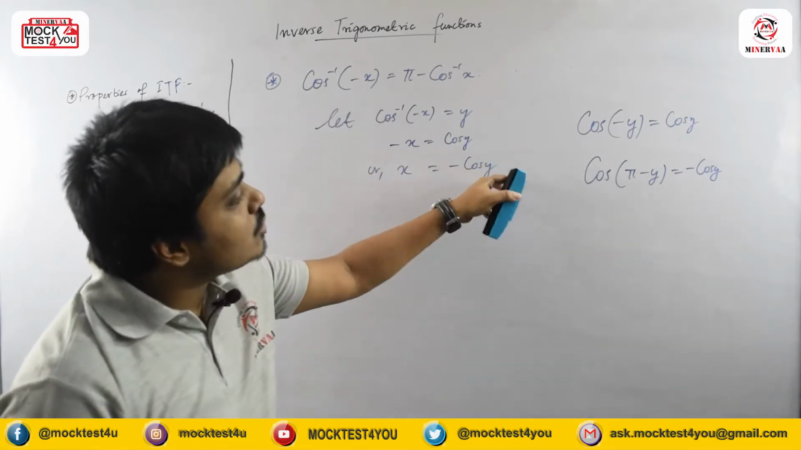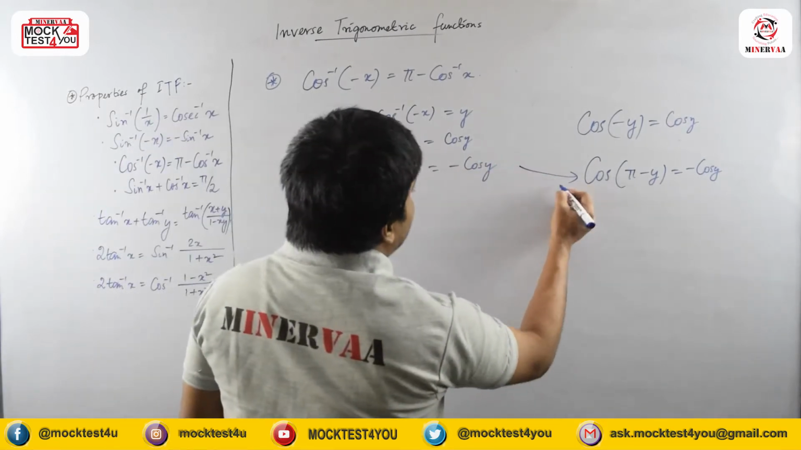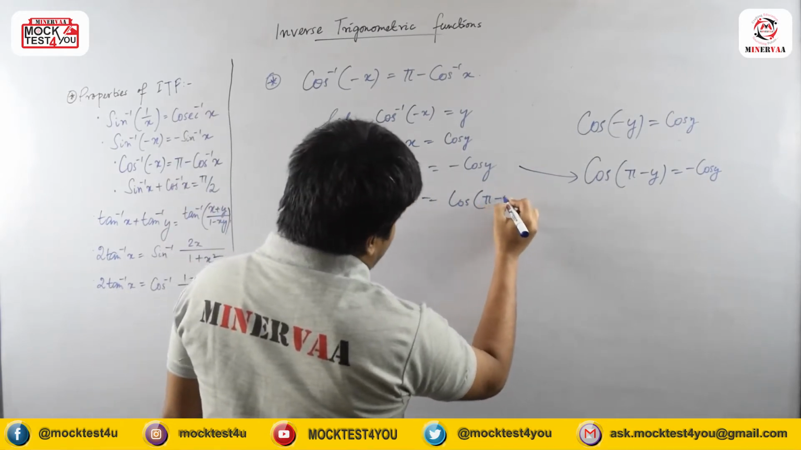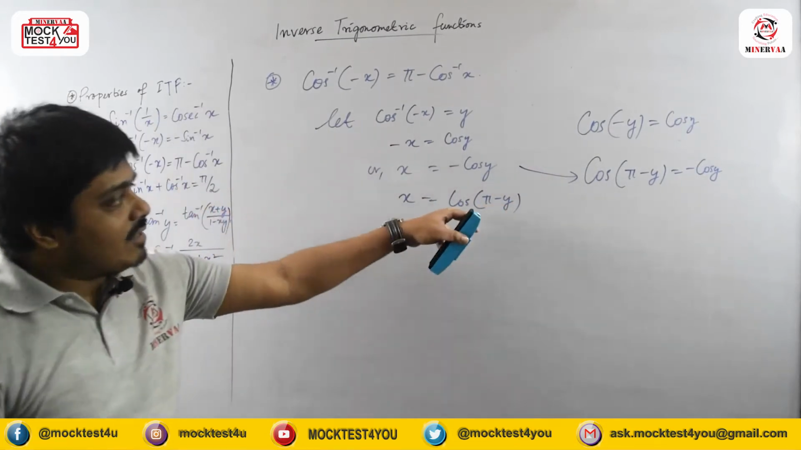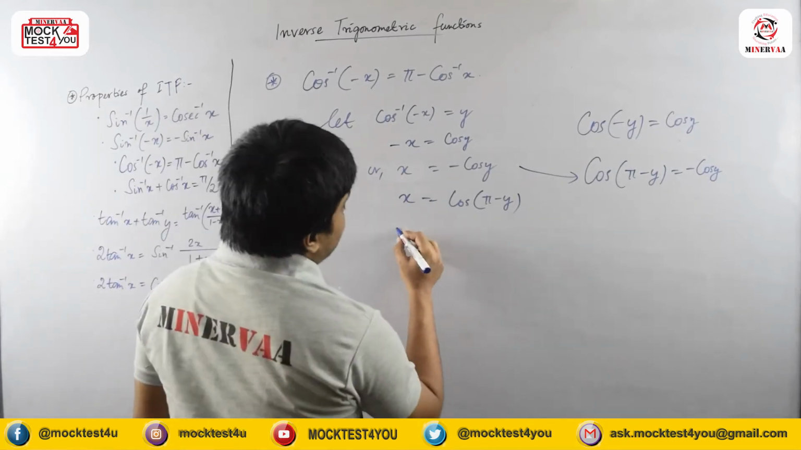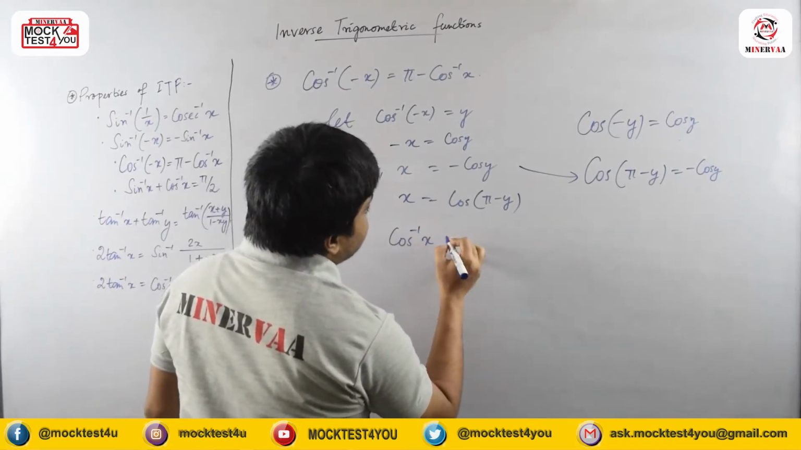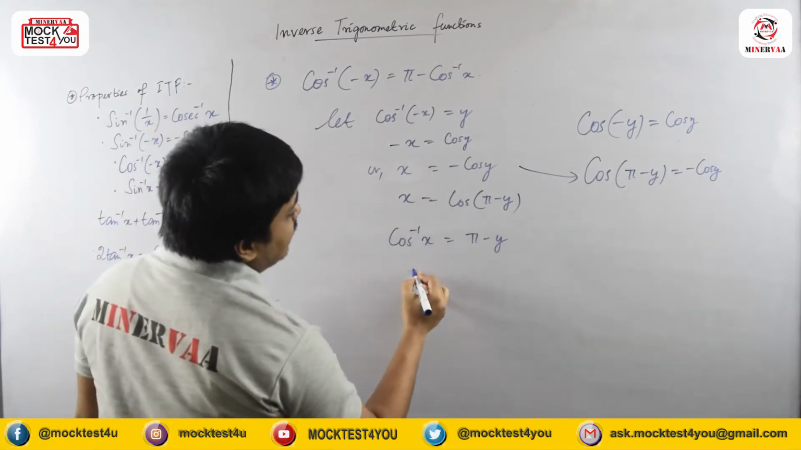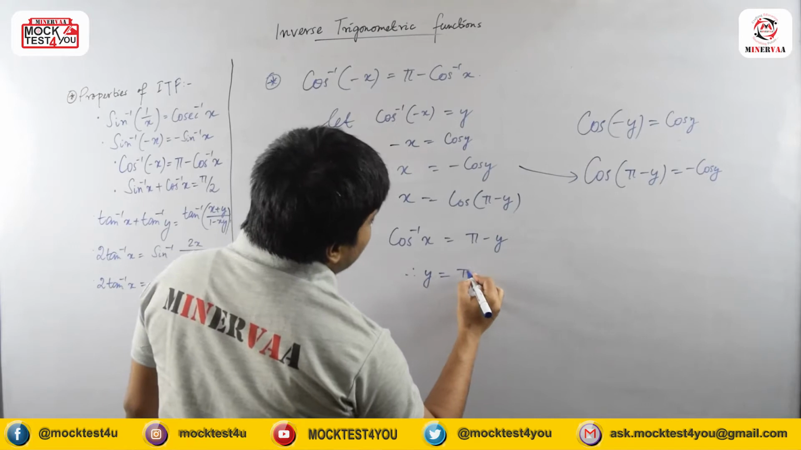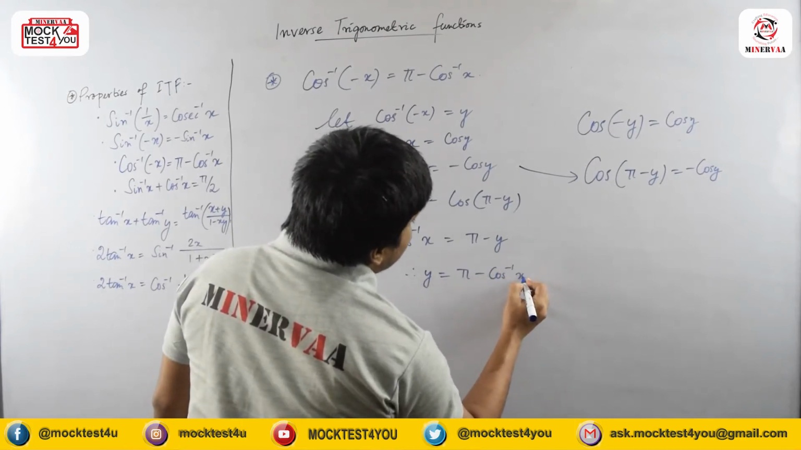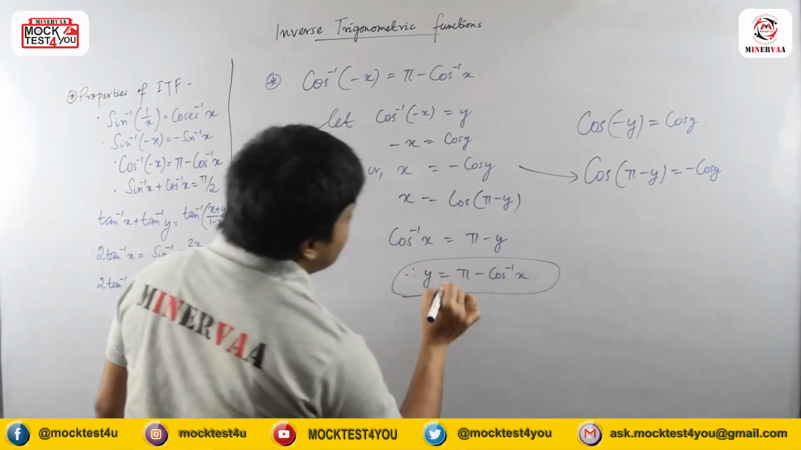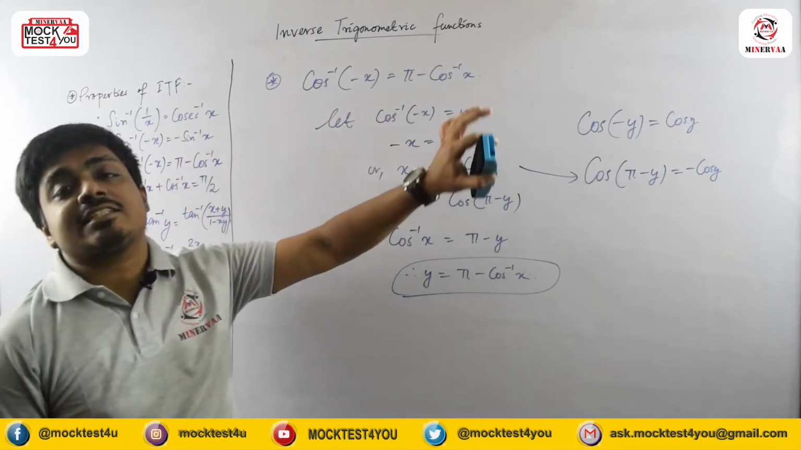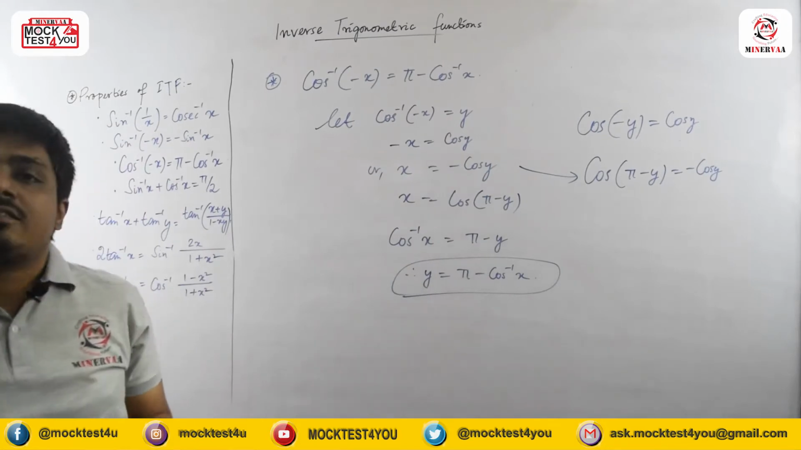So in place of minus cos y, I can use this one and I will write x is equal to cos of pi minus y. Now I will take this cos this side. So I get cos inverse x is equal to pi minus y. And from here I can write, therefore, y is equal to pi minus cos inverse x. So that's how we get this property. That is cos inverse minus x is pi minus cos inverse x.